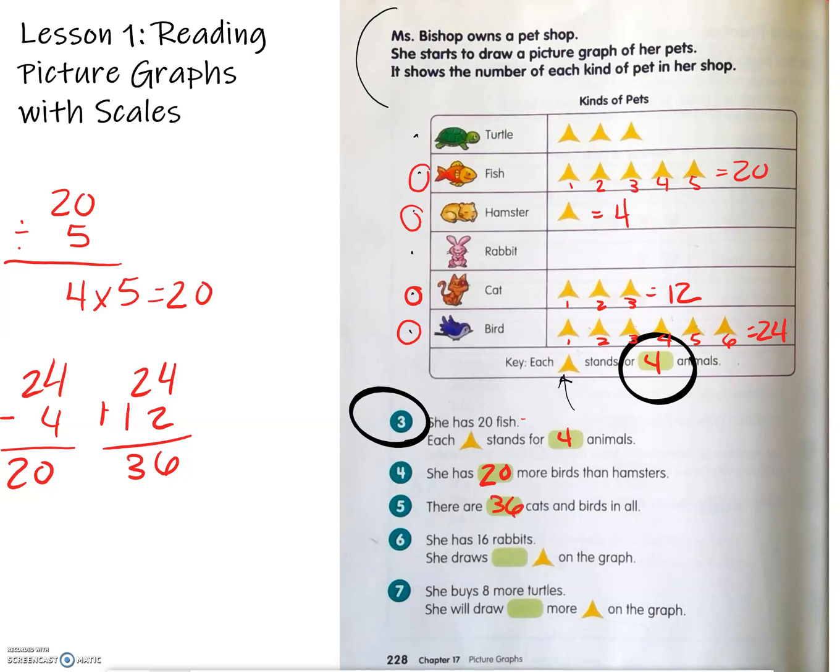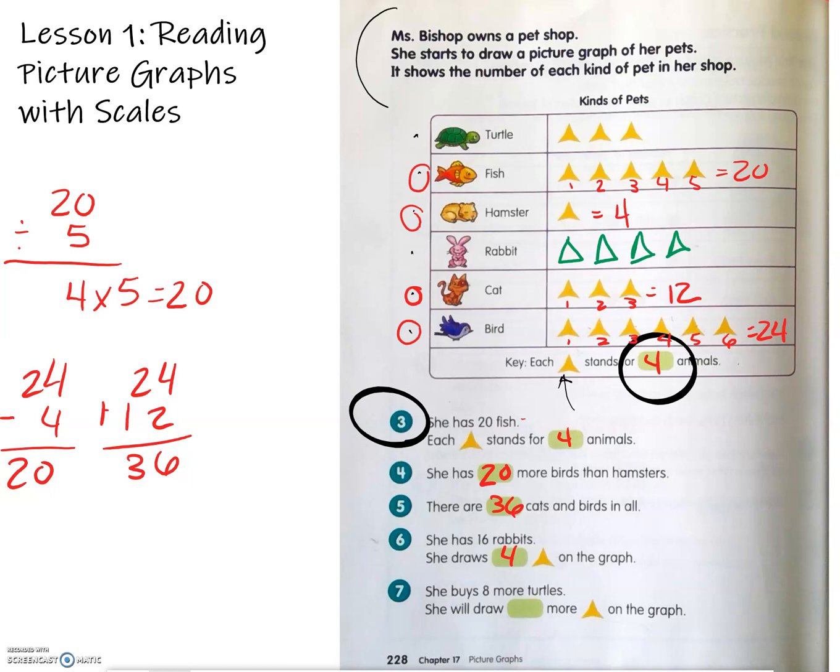Now, number 6 says that she has 16 rabbits, but if you look in my rabbit section, there's nothing there. So we have to draw the triangles to get to 16 rabbits. So let's see here. I'm going to add 1. So that's 4, plus another would be 8, 12, 16. So how many triangles did I draw? I drew 4 triangles to show 16 rabbits.